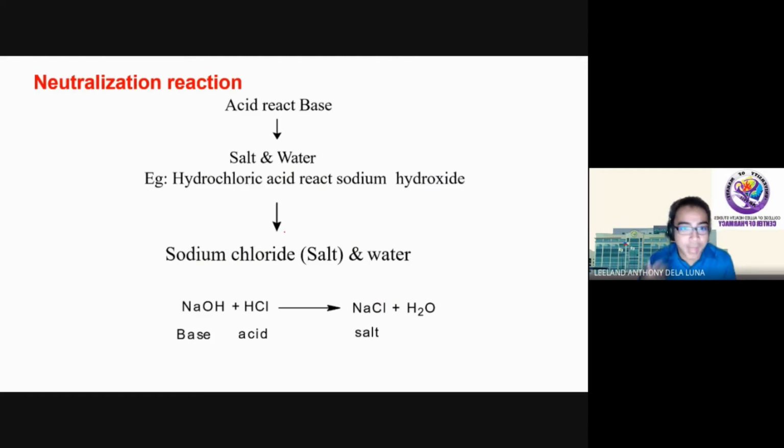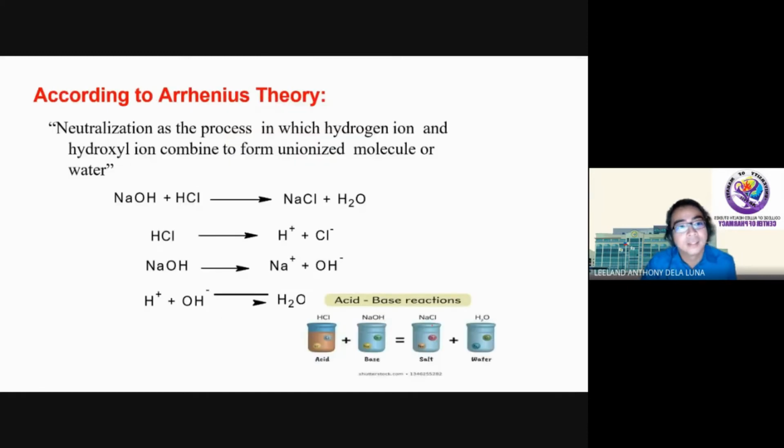Now, the neutralization reaction, class, based on the Arrhenius theory would simply say that when an acid reacts to a base, it starts to form salt and water. Such as when hydrochloric acid reacts to sodium hydroxide. Sodium hydroxide is the base, hydrochloric acid obviously is the acid, and the resulting product, class, would be a salt and water. So basically, that's that. That's the traditional concept regarding acids and bases.